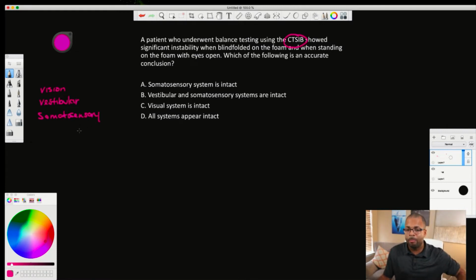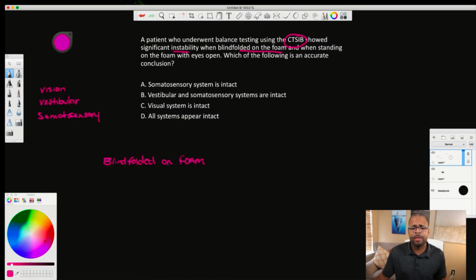So that was a little background on the CTSIB. Now it says it showed significant instability when the patient is blindfolded on foam. Let's go ahead and put that down here. Blindfolded on foam. So in essence, what are we doing when we blindfold a patient and put them on foam? This is very important. Write this down in your notes. What we're doing here is taking out the eyes. What do I mean by that? We're making it so that the patient can't use the eyes to balance. In other words, I'm not testing the eyes. I just took them away so the patient can't use them.